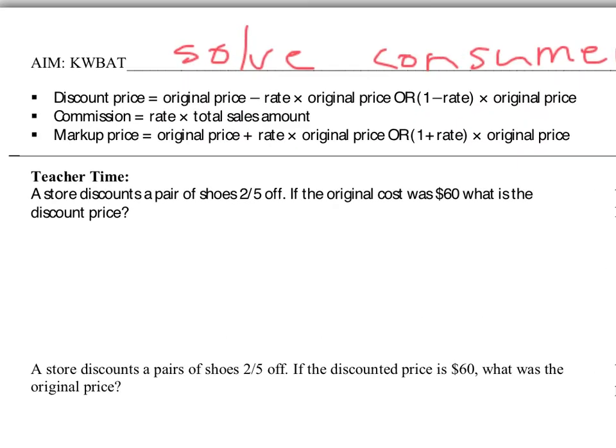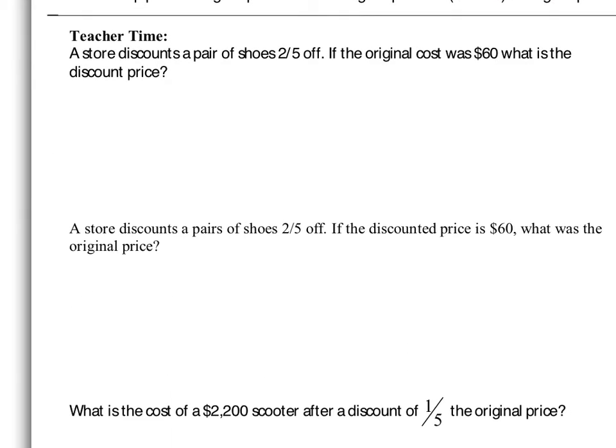Alright, so looking at this, a store discounts a pair of shoes for 2/5 off. The original cost was $60. And what was the discounted price? We want to see that this is definitely a discount. So I want to think about how I'm going to go ahead and set this up. So do me a favor, go ahead and draw the visual diagram for this.